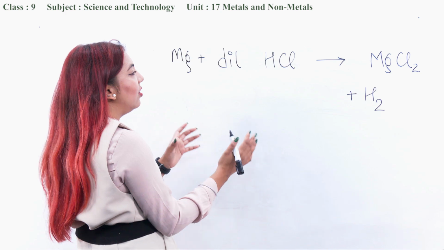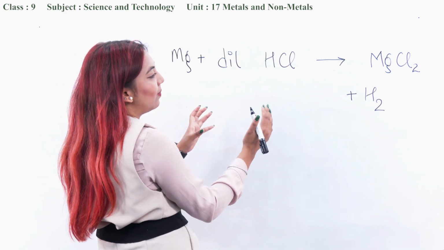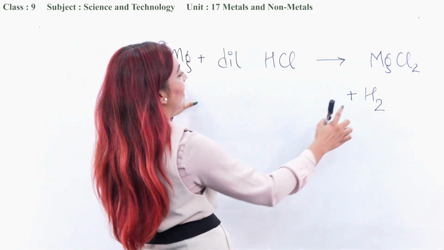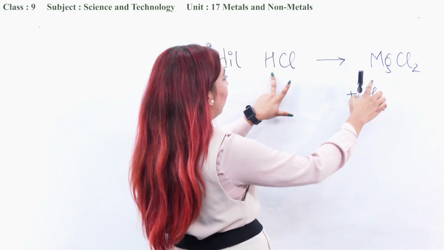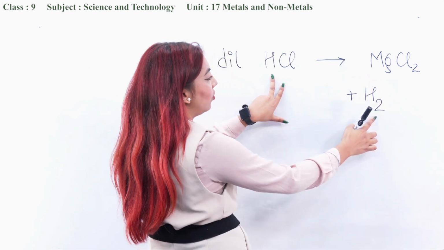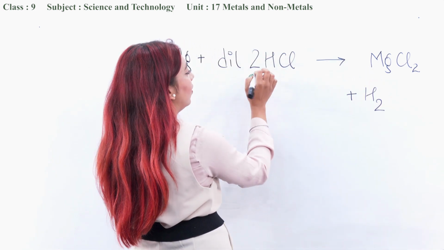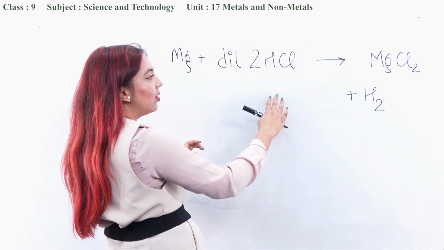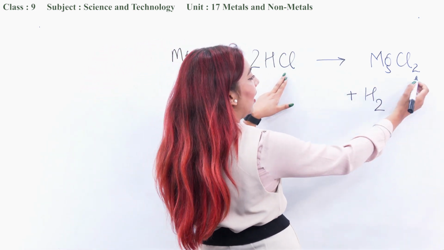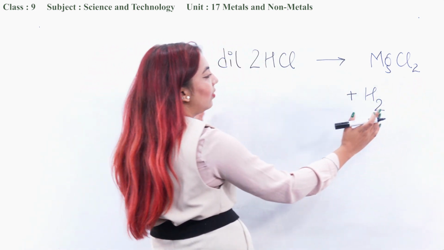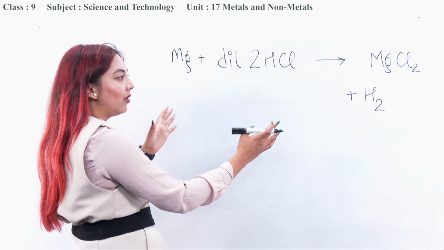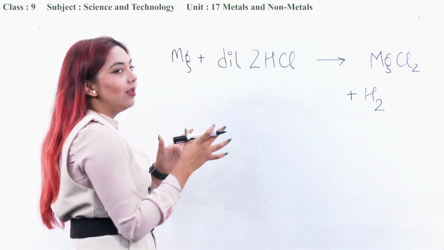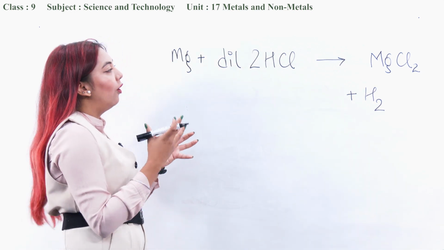Now the reaction is not balanced. So let us balance this reaction. So we have magnesium both 1, 1. Here we have 1 hydrogen, 2 hydrogen over here. So if we write 2 over here, the hydrogen is balanced on both sides. Now we have 2 chlorine and here we also have 2 chlorine. Now this is a balanced chemical reaction, and from this we can understand the chemical property of metal.